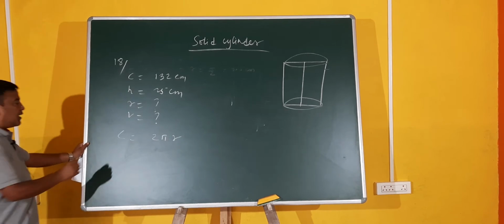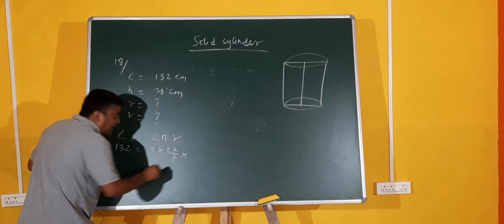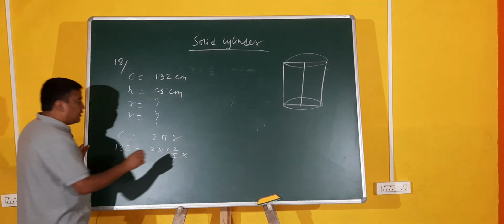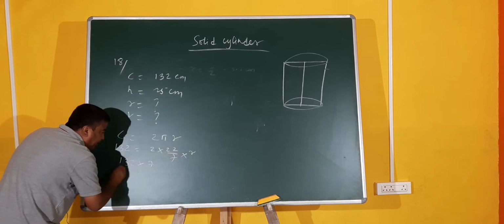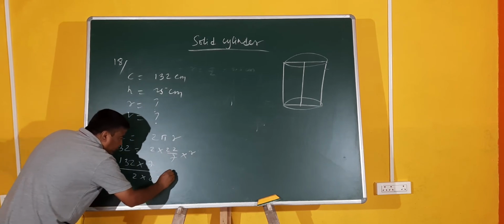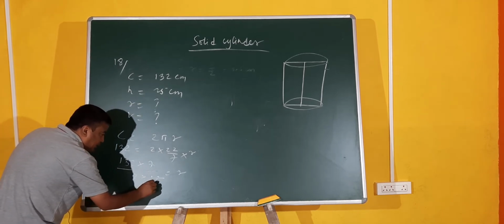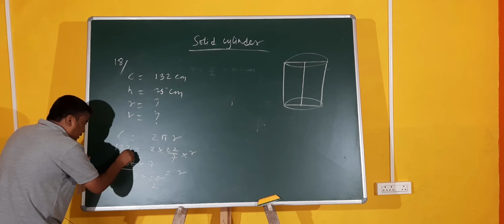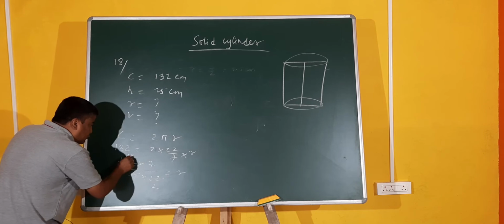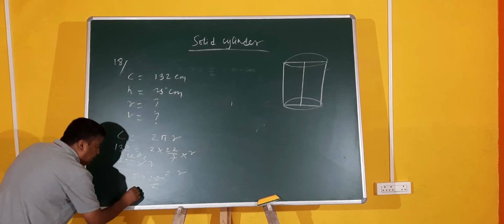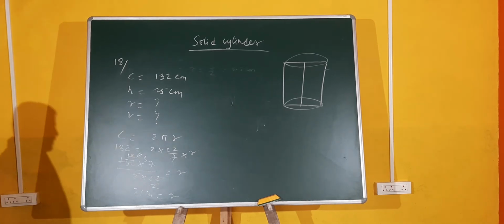C equals 2 pi r. 132 equals 2 into 22 by 7, the value of pi is 22 by 7, into radius. Now 132 into 7 divided by 2 into 22 equals r. Calculate it. So first answer is 21 centimeter, which is radius.